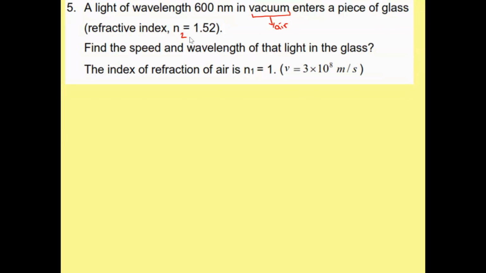Clear? So you have to answer two questions. In the first question, we have to find what should be the speed, and in the second question, we have to find what should be the wavelength of the light in that glass medium.